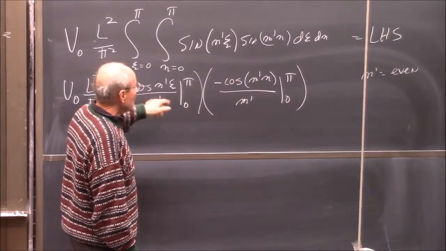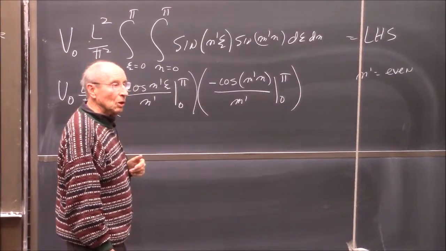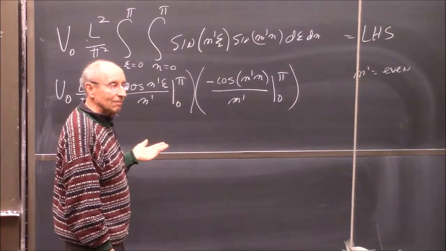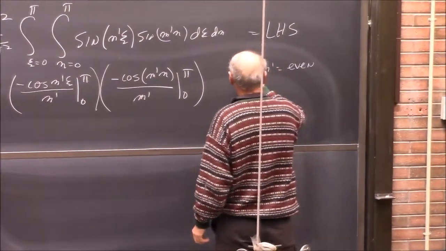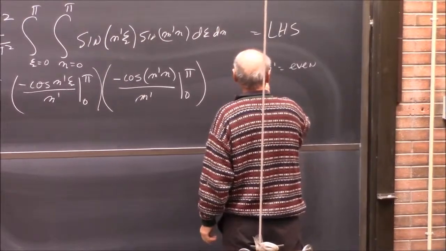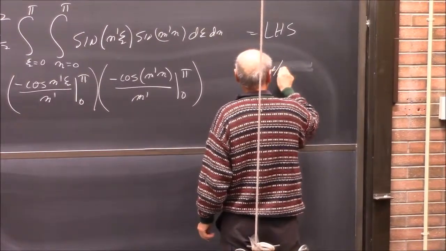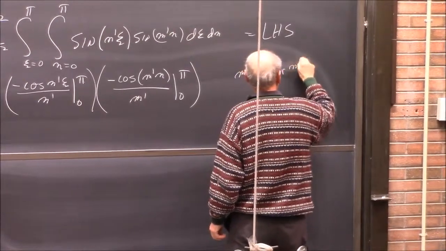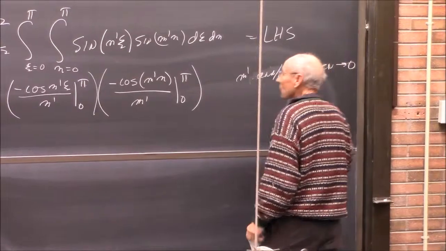So if either n prime is even or m prime is even or both, I'm going to get 0. So n prime and/or m prime even implies you get 0.